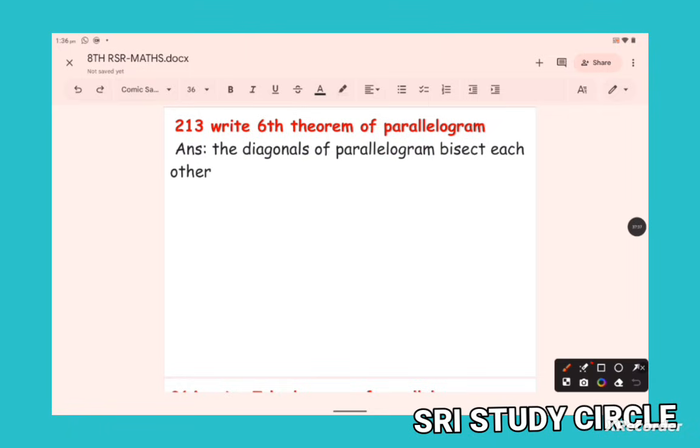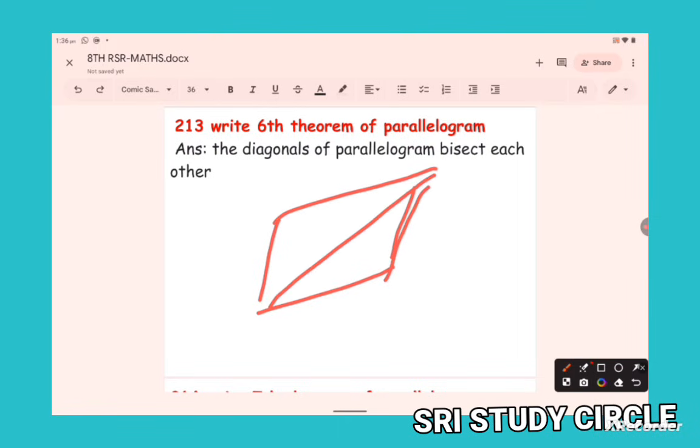Now next one, write the sixth theorem of parallelogram. The diagonals of a parallelogram bisect each other. In a parallelogram, the diagonals bisect each other. Bisect means that one diagonal bisects the other diagonal.